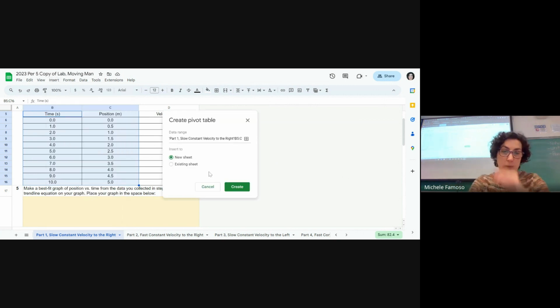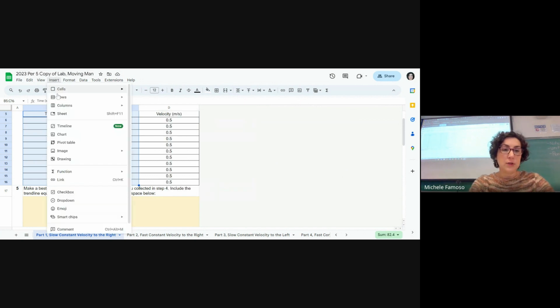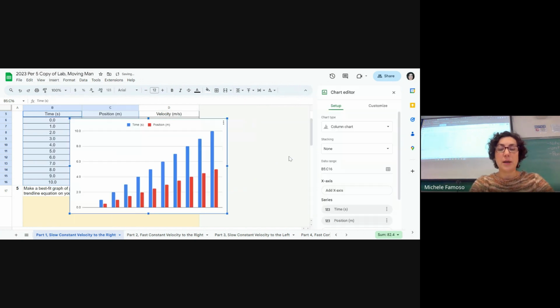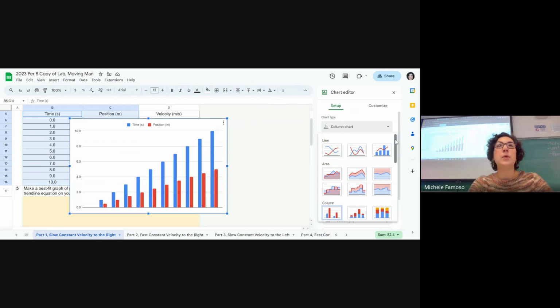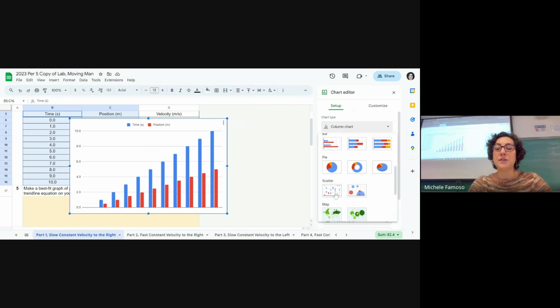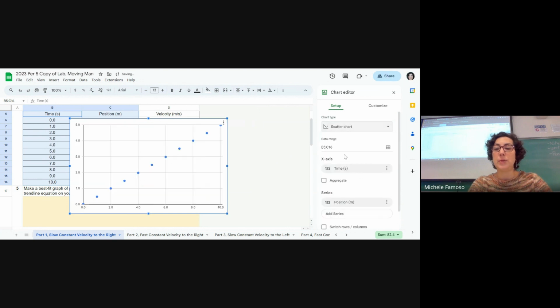chart, whoops, insert, chart. It's not going to give you the right type. I don't know why, it just doesn't. Do you remember what type of chart we need? Anybody remember? Scatter, the one on the left, scatter. All right, so double check something. Your data range should be B5 to C16. Is it? B5 to C16 in this data range box.